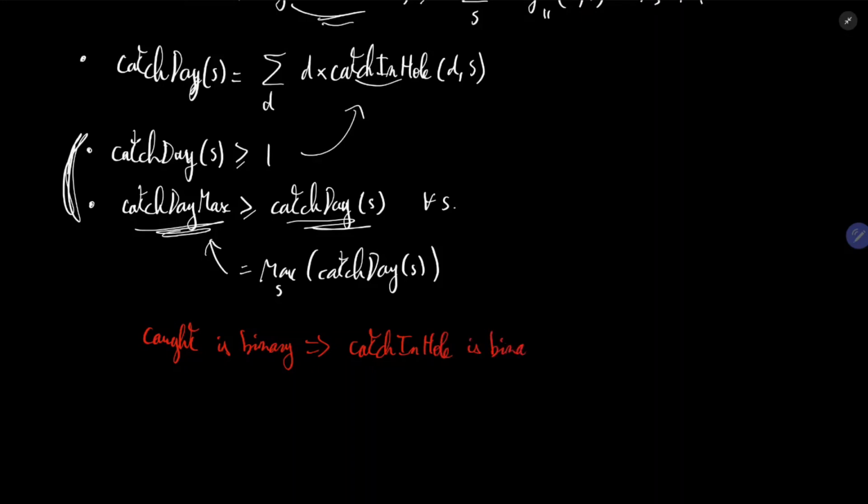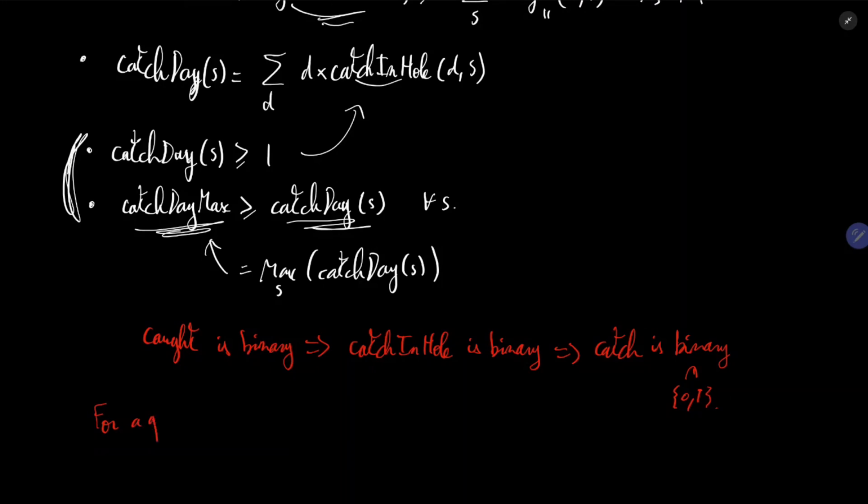And this implies as well that catch is binary. What we mean by binary is that they can only take values that are either 0 or 1. So now what we are going to prove is that cut, without having to explicitly define it as binary, will still be binary.